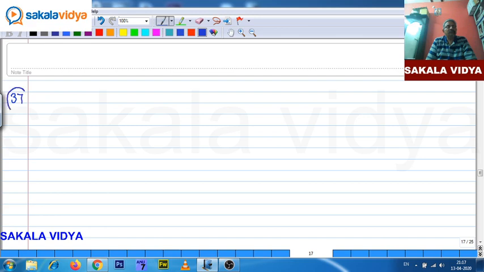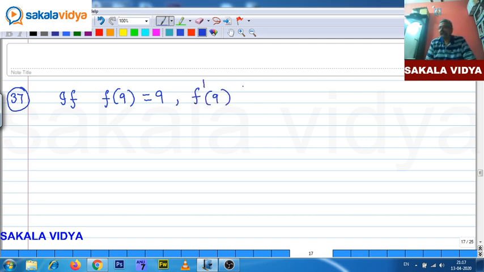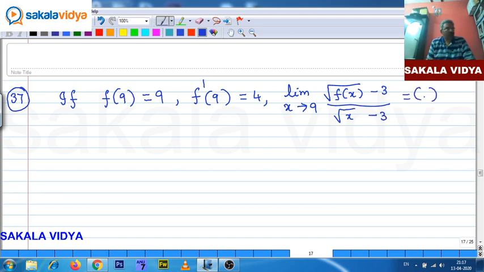Thirty-seventh question. If f of 9 is equal to 9, f dash 9 is equal to 4, limit x tends to 9, root of f of x minus 3 by root x minus 3 equals to, this is the question.